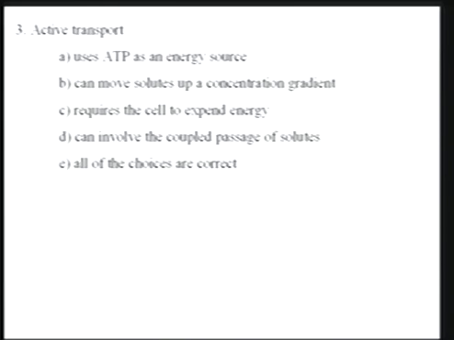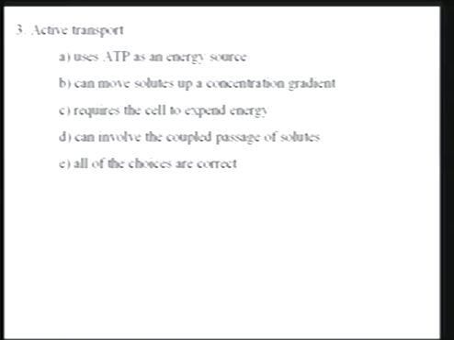All right, well, we just look at these answers step by step. A uses ATP as an energy source. That's certainly true. You have to use ATP to power active transport. That's one of the definitions of active transport. It requires energy. So C is certainly correct as well. B can move solutes up a concentration gradient. That's also correct. And the reason is because you can move things, as I said in class, against their gradient.